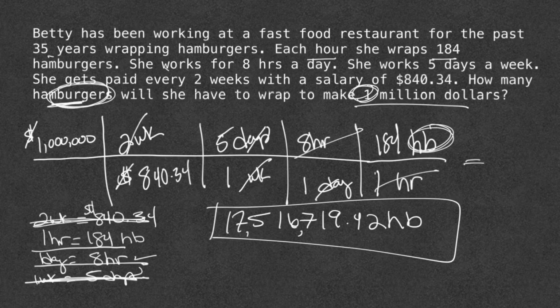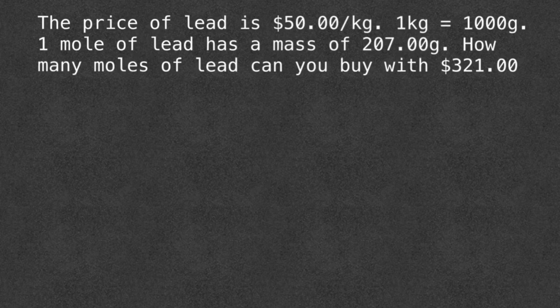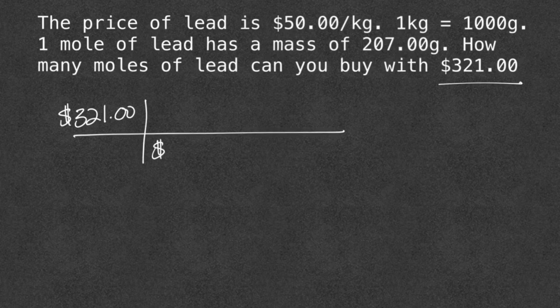Let's do another one. The price of lead is $50 per kilogram. 1 kilogram equals 1,000 grams. 1 mole of lead has a mass of 207.00 grams. How many moles of lead can you buy with $321? So again, we're going to start with the number that's a part of the question. That's our given. Our given is this money. We're going to start with $321. I'm going to write my cross, and I'm going to bring my unit down.